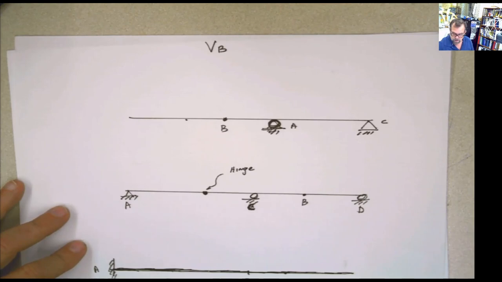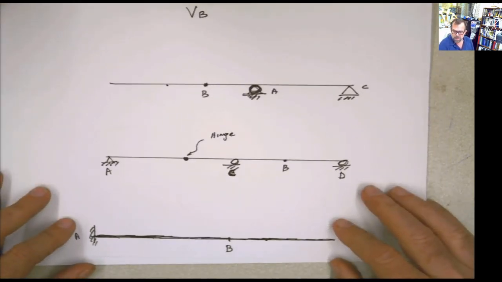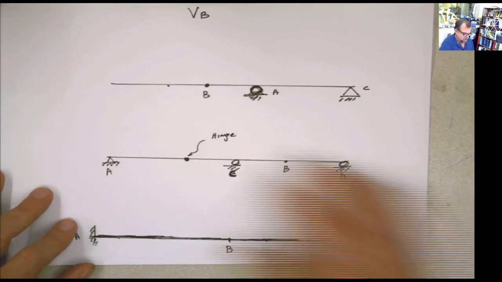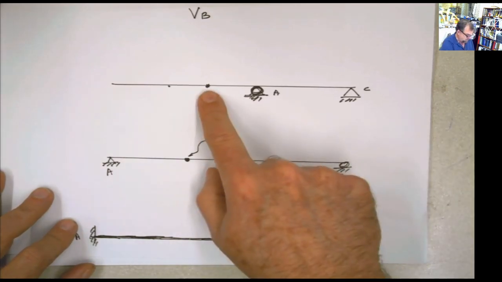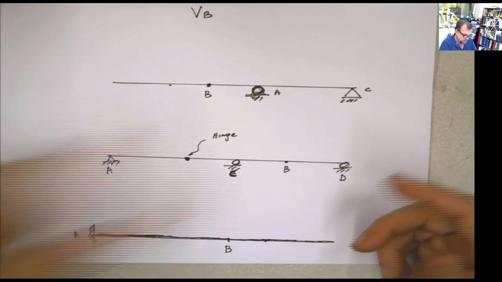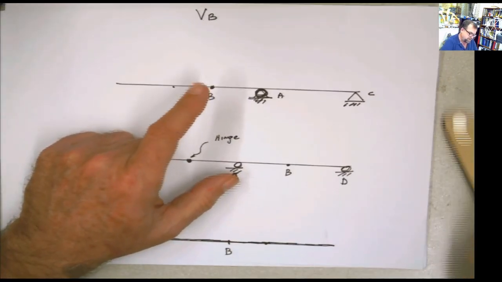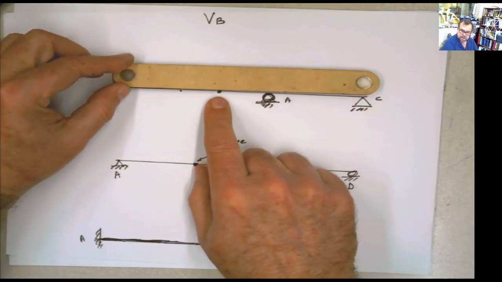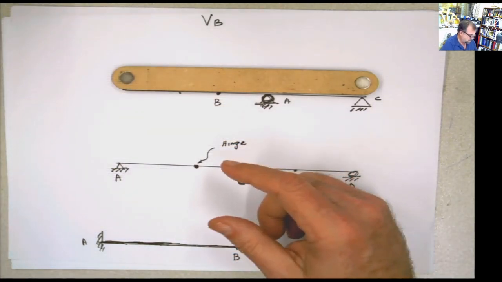Okie dokie. Shear, in my opinion, is the most complicated, or the least easy, if you want to put it that way. Now, this is just a simple supported beam. And this point is not a hinge, of course, because if it was a hinge, this part would collapse. It's just a point B. We have to calculate the shear at B. What do you do if you have to calculate the shear at B?